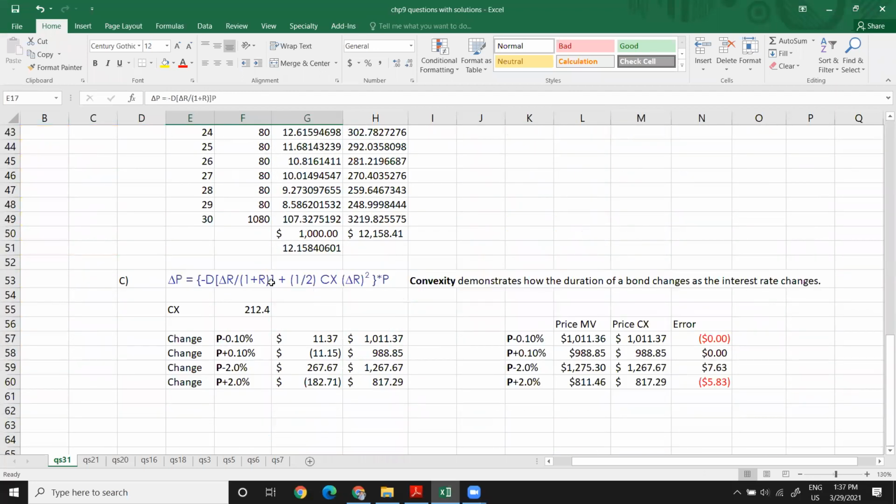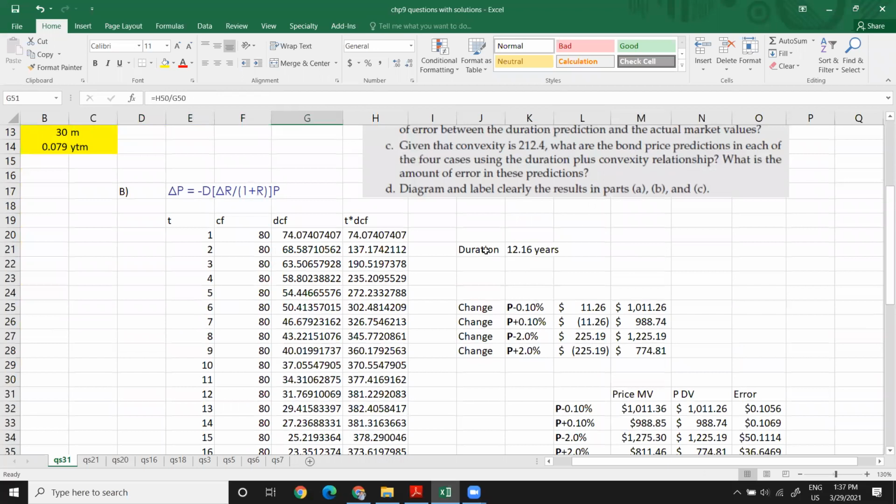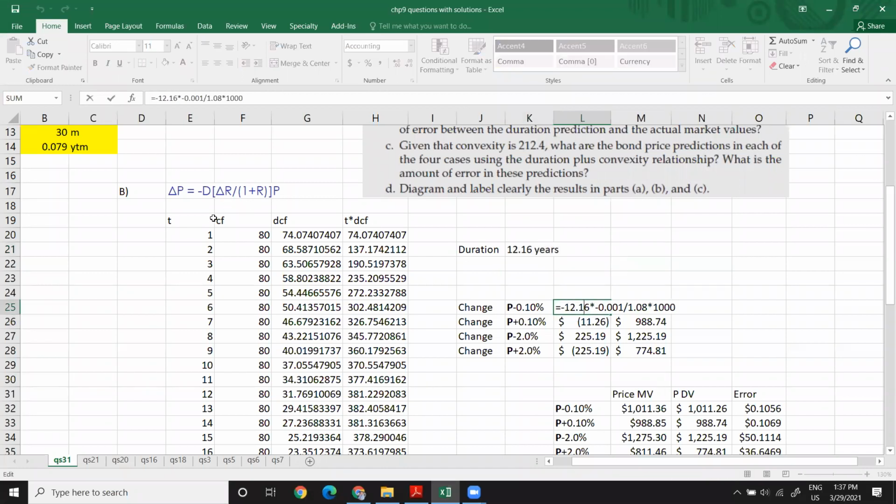So duration, we know how to estimate. It's actually given here, but it can be estimated in any way. First of all, I'm trying to estimate using this formula, the price change from duration. I'm just applying it: duration is 12.16 times the 0.10% reduction, divided by 1 plus R, and multiplied by the price of the bond, which is 1,000.